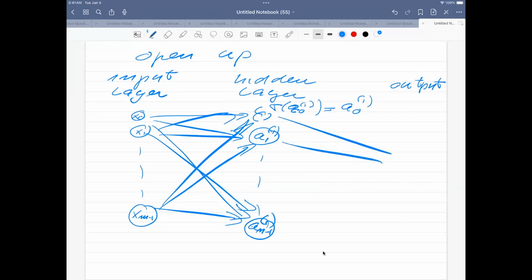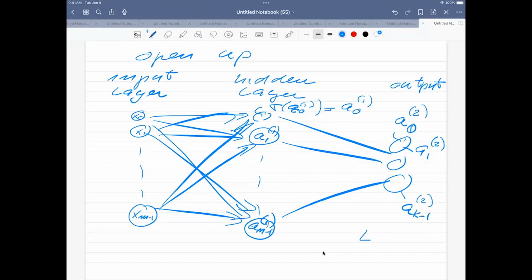And these feed into a specific number of nodes. So we can have, let's say we have 3 nodes here. So this would be my A0 of layer 2. This would be A1 of layer 2. And this will be A down here of some K minus 1 of layer 2. And in our case, the output layer is labeled with the uppercase letter L.